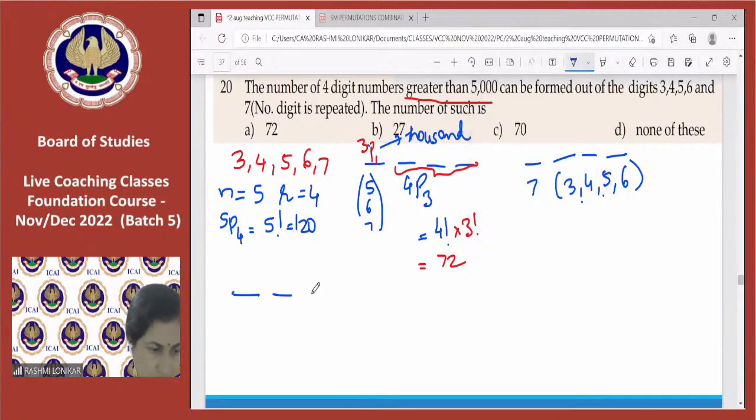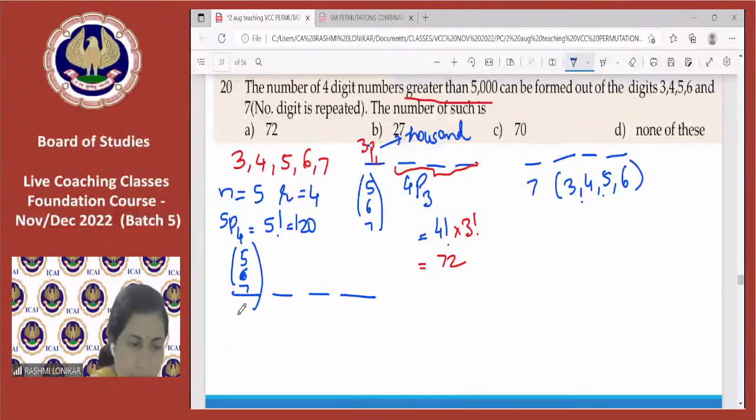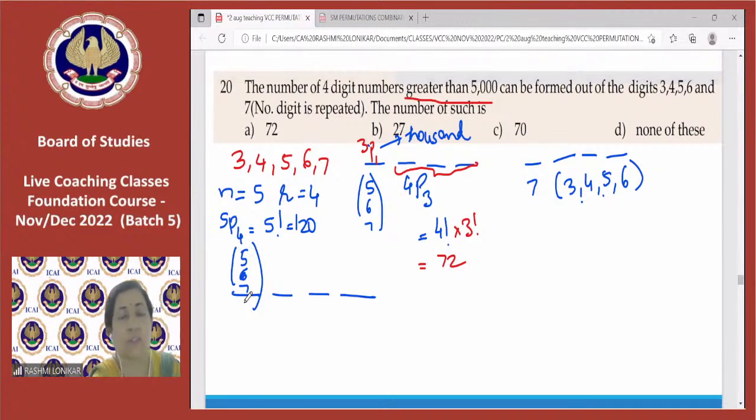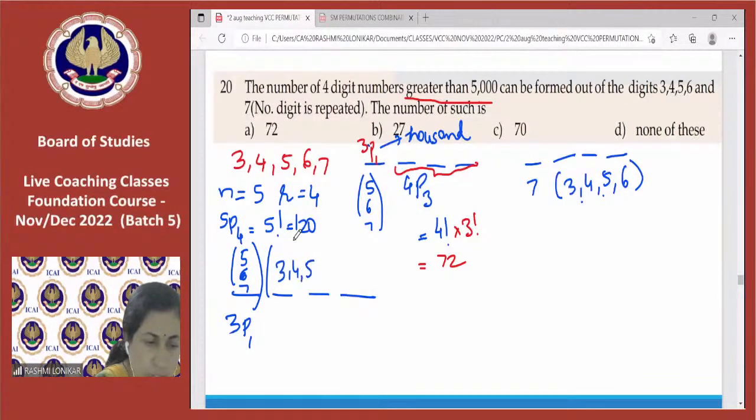I have 4 places, 1, 2, 3, 4. In the 4 places, I can only have the numbers 5, 6, and 7. Why so? Because the number has to be greater than 5,000. So I have here the selection of one digit from 3 digits. I have 3P1. What happens over here? Once this is selected, I can select 3, 4, 5. Okay, and one of these and one of these.